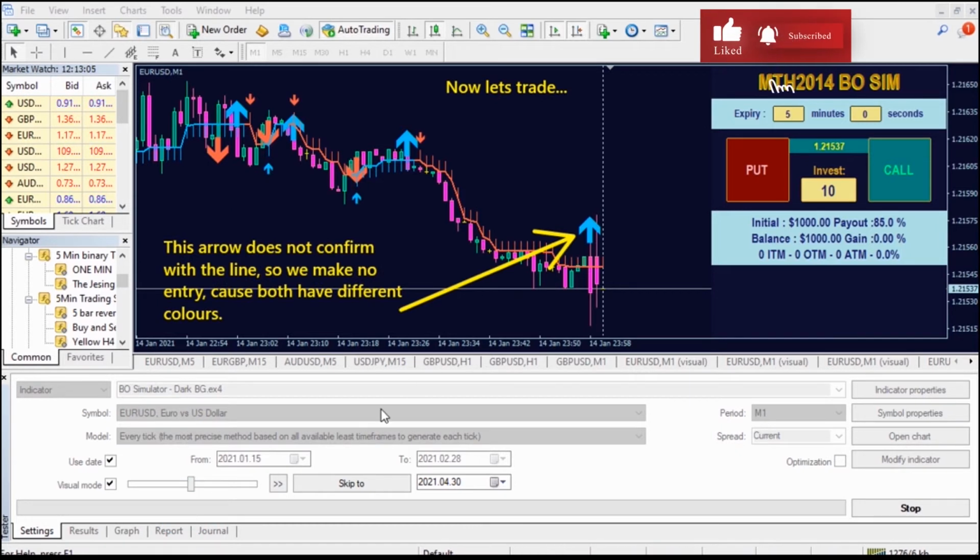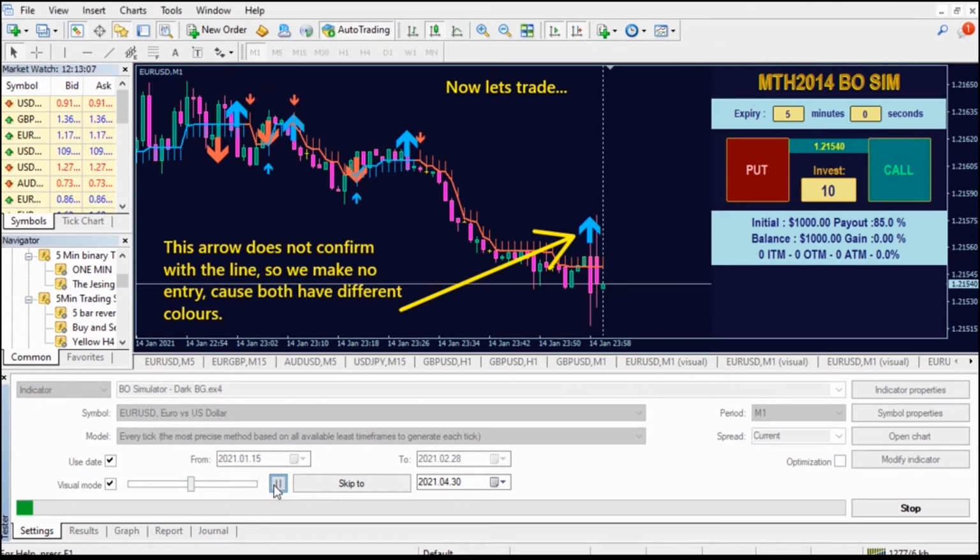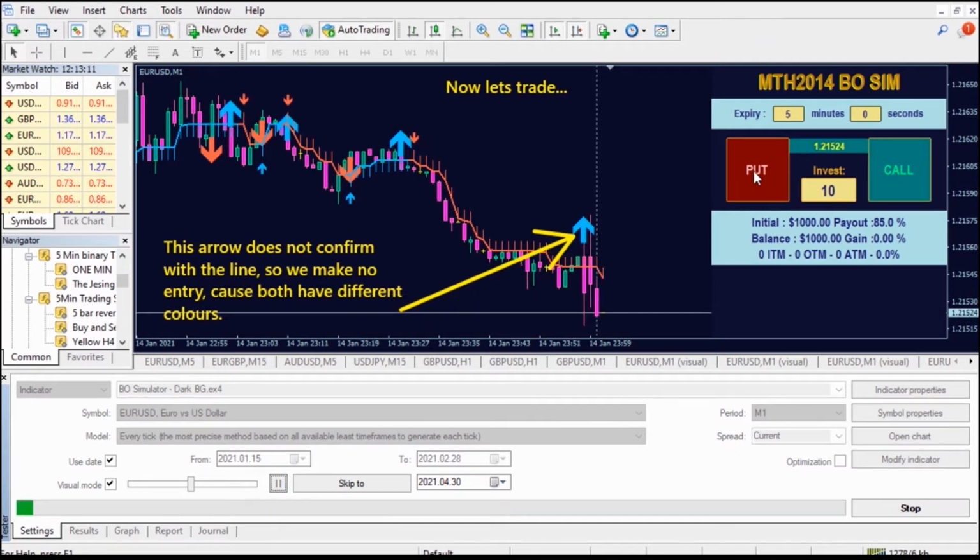Now let's trade. This arrow does not confirm with the line, so we make no entry, because both have different colors.